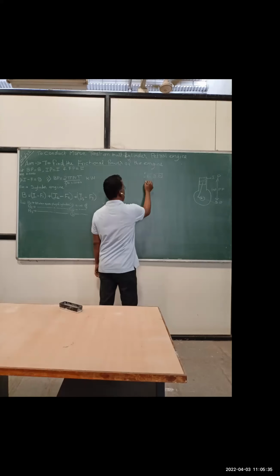And we can write I minus F is equal to B, isn't it? The indicated power minus the frictional power is the brake power. So I minus F is equal to B. We know this basic equation, which we have learned. Also, we have used this formula in the previous practical to find the brake power. Brake power B is equal to 2 pi N T upon 60,000 kilowatt. This equation we have used. No problem.